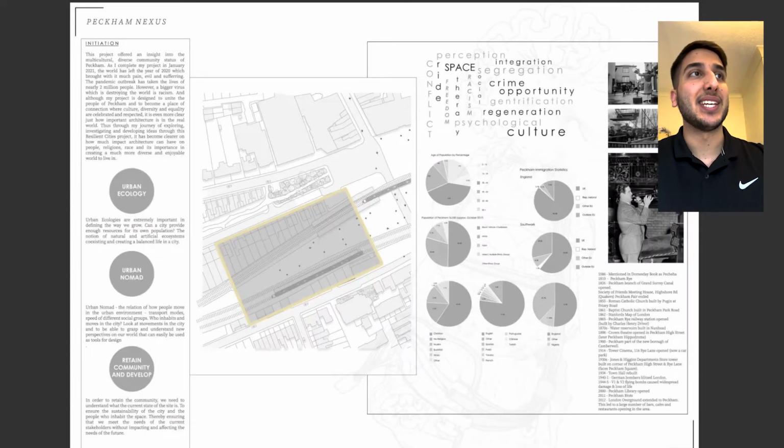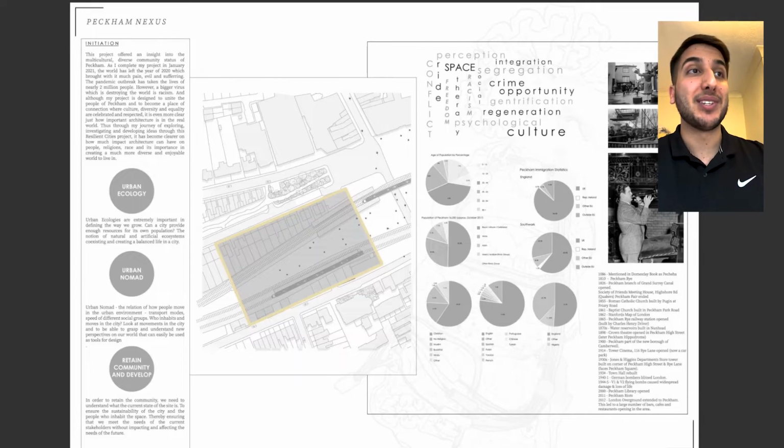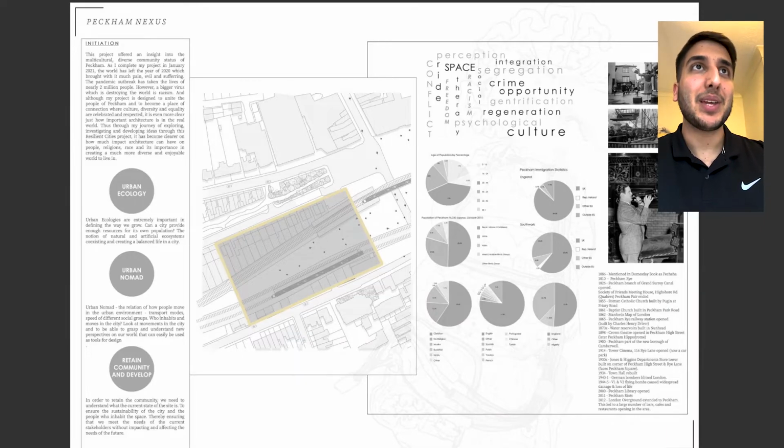So going through it, the initiation, we can already see some of the data, some of the research that I did previously, and including it on these pages. So urban ecology, urban nomad, retaining the community and develop. We can see that I highlighted the zone, the space between the two train lines that I'm going to be working on. So that's going to be my site. And the previous, again, research and information and data from the immigration, the population, and all those sort of things.